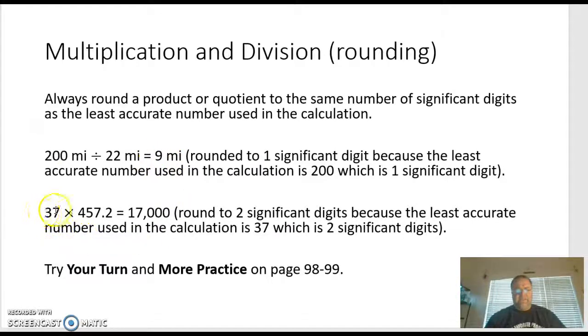This next one here, this is 2 significant digits. This one is 4 significant digits, so the least is 2. So this final answer will be rounded to 2 significant digits. Remember, these zeros are not significant because they're to the right of a whole number. All right, so try some of these on page 98 and 99, see how you do.